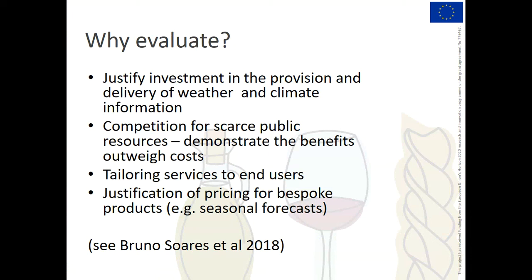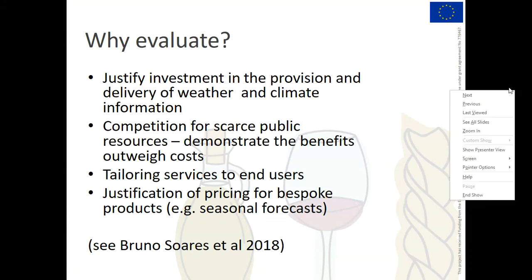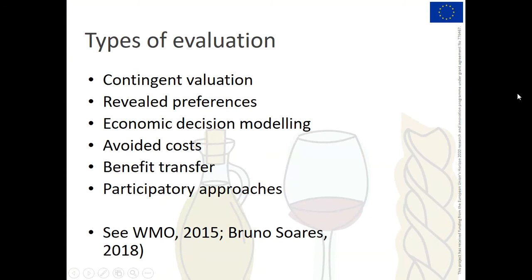So whoever's using that forecast would be more likely to pay for it potentially if they have an idea of the benefits involved. So in the next 10 minutes or so, I just want to give an overview of some of the main methods that we use in evaluations. And I'm about to go into some of these in more detail, but very briefly, they are contingent valuation, which directly asks people how much they'd be willing to pay for a service. Revealed preferences, where market data is used to see exactly how much people spend on a service, but there's very few examples of those type of evaluations out there.